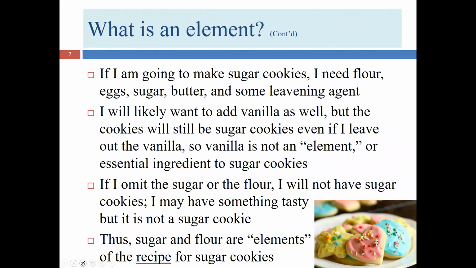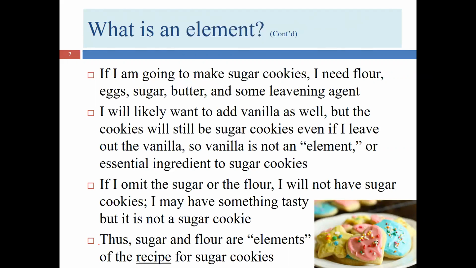Let's think about it from another perspective. Let's say science isn't your thing, and maybe law isn't your preferred topic either, but let's say you like to bake. Well, the same idea of elements exists in a recipe. Let's say I want to bake sugar cookies. Well, there are certain elements or ingredients I have to have.